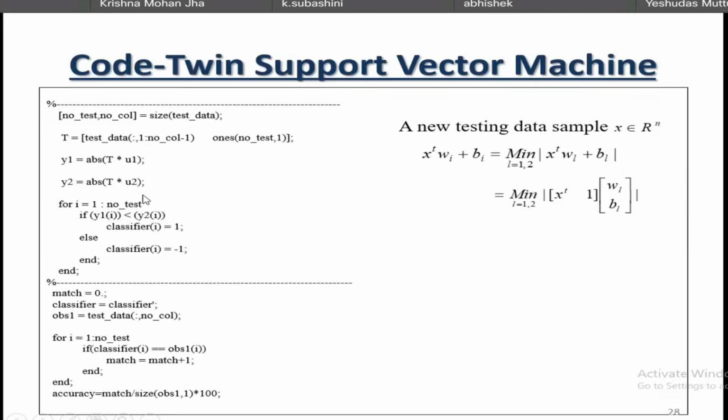So in this particular manner, you can find out the class label for all the data points. And once we have the class labels, we can compare this predicted class label with the original one, and we can find out how many matches there are. And based on the matches, you are able to find out the accuracy of this particular model.